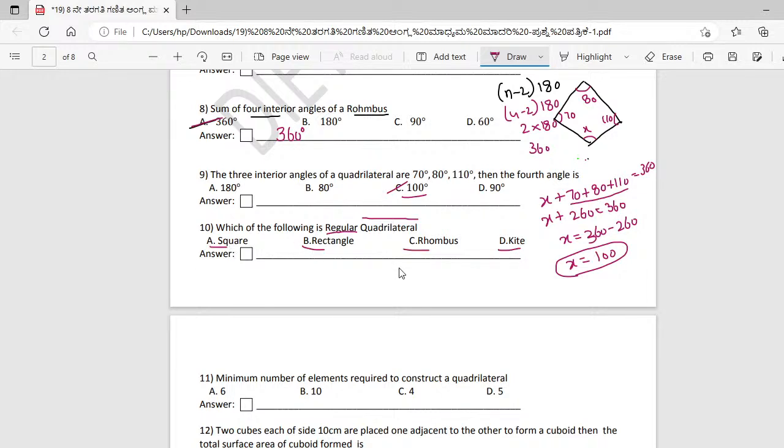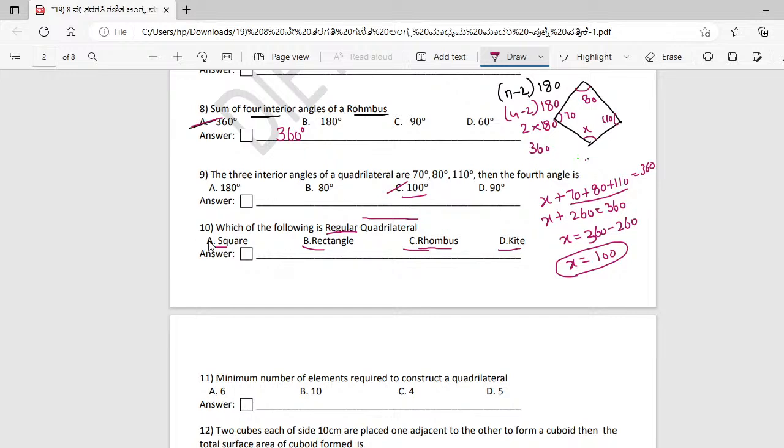I know some of you will have doubt about the square and the rhombus, right? But we know in the square all the sides are equal, as well as all the interior angles are also equal, but that is not the case in the rhombus. We don't know about the angles in the rhombus, but all the sides of the rhombus are equal. But what about the angles? Angles are not equal in the rhombus, so we cannot go with the rhombus.